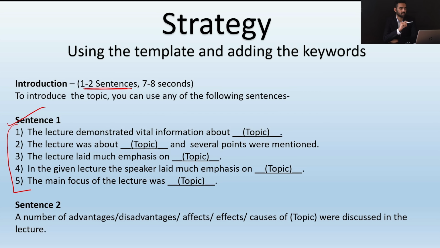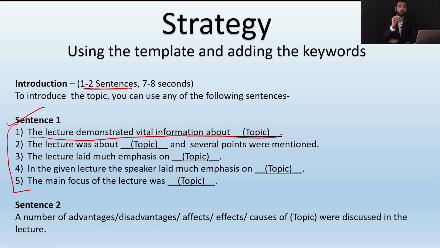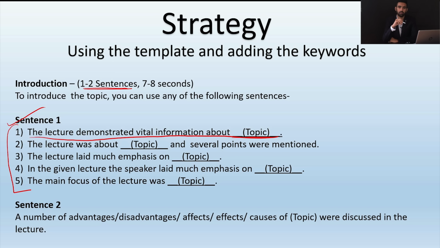You can just say, the lecture demonstrated vital information about whatever the topic for the lecture was. If the topic of the lecture was air pollution, you can just say, the lecture demonstrated vital information about air pollution, right? And for the second sentence, you can say, a number of advantages or disadvantages or whatever was mentioned in the lecture were discussed in the lecture. Now for example, if the lecture mentioned the harmful effects of air pollution, in the second sentence of your introduction, you can say, a number of effects of air pollution were discussed in the lecture. So if you say these two sentences, sentence 1 and sentence 2, you will easily go around 8 to 10 seconds, and this will be more than enough to introduce your lecture, right?